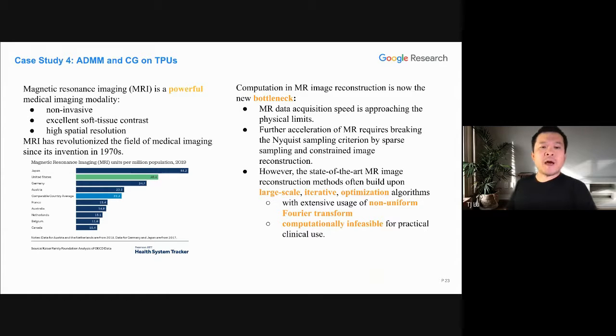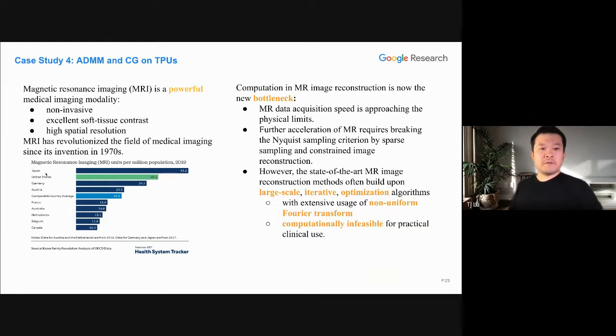MRI is a powerful medical imaging modality. It's non-invasive. It has excellent soft tissue contrast and high spatial resolution. MRI has revolutionized the field of medical imaging since its invention in the 1970s. The reason we choose this as a case study is because MRI is important and computation in MRI image reconstruction is the new bottleneck.